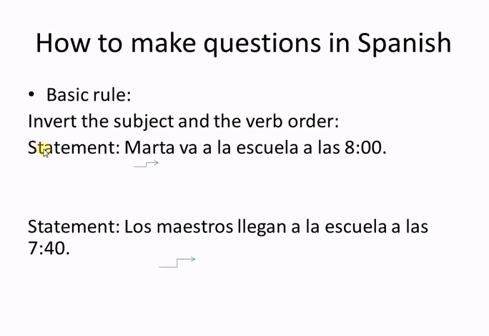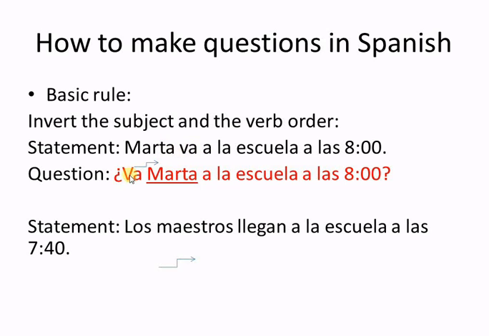Remember? So when you have a statement like Marta va a la escuela a las 8, when I want to transform this statement to a question in Spanish, I don't use do, I don't use does. What do I do? Well, first I begin with an upside down question mark, and then I'm going to switch the order of the verb and the subject. So the subject goes right after the verb. So I ask, ¿Va Marta a la escuela a las 8?